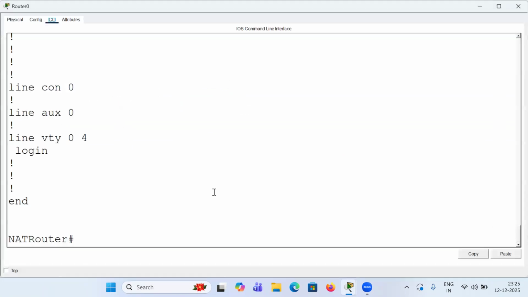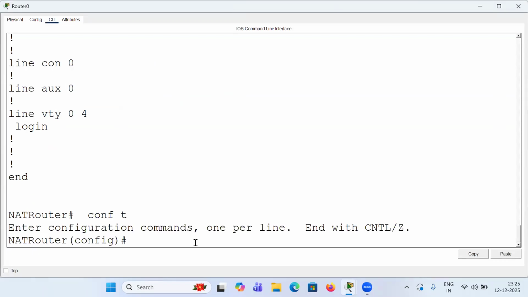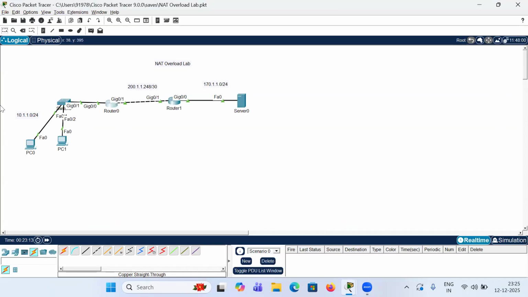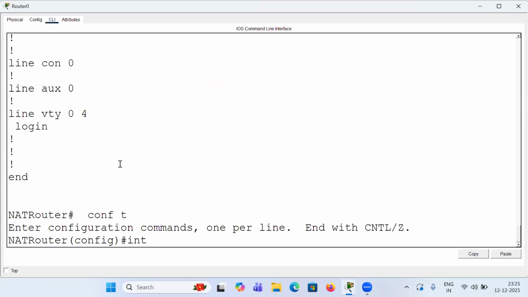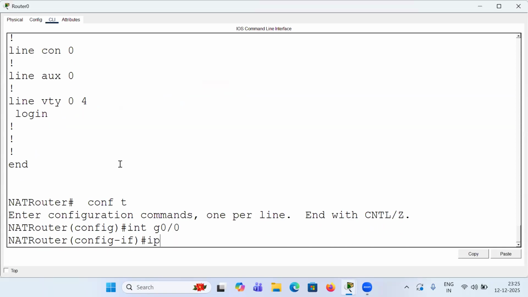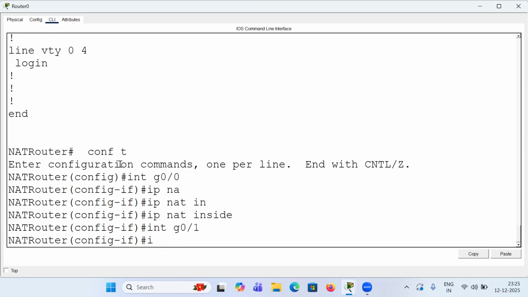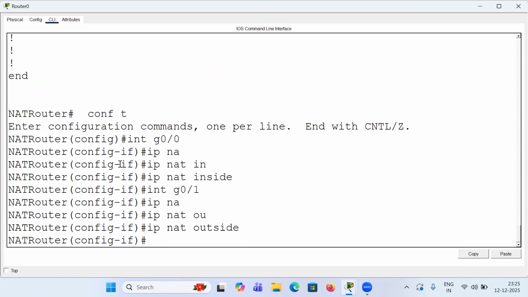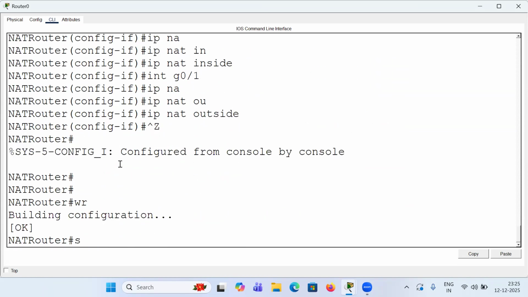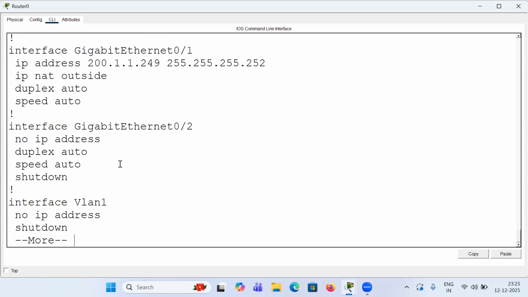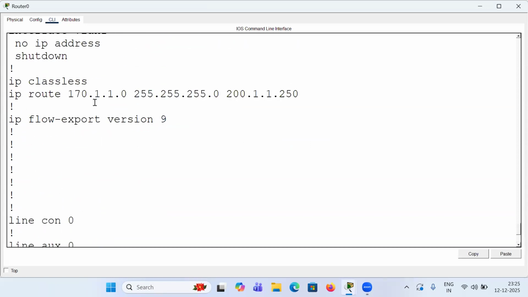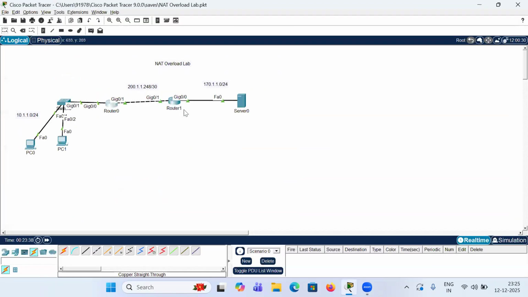So first of all, you have to configure the inside and outside interfaces on the NAT. So our inside interface will be our LAN that is connected to G0/0, by entering ip nat inside, and on the outside interface, ip nat outside. So as you look into my configuration, I have already configured the IP route to the destination network on both the sides.